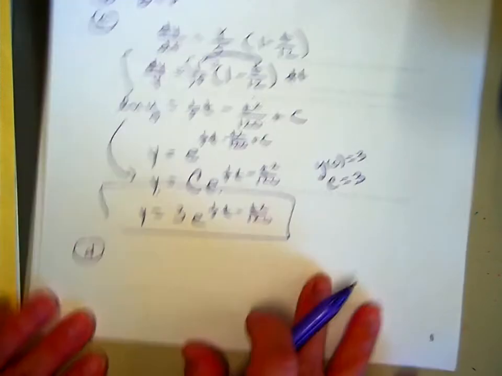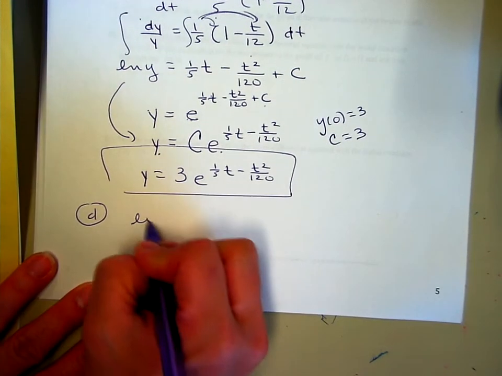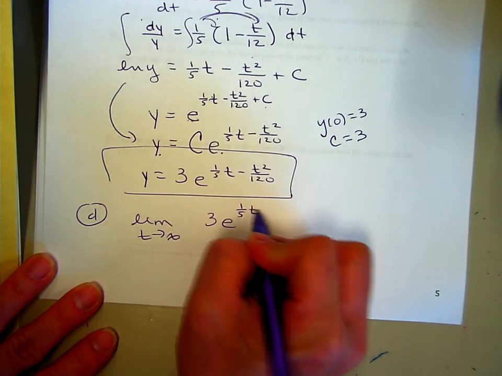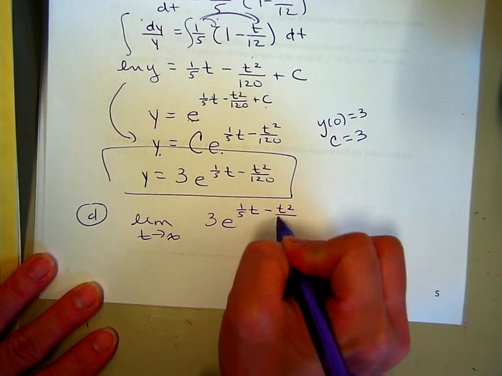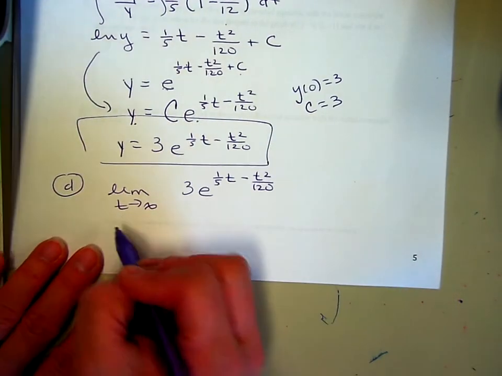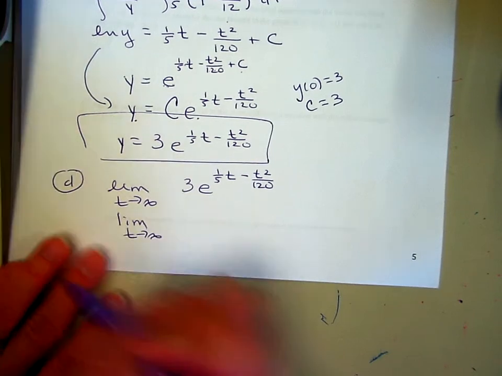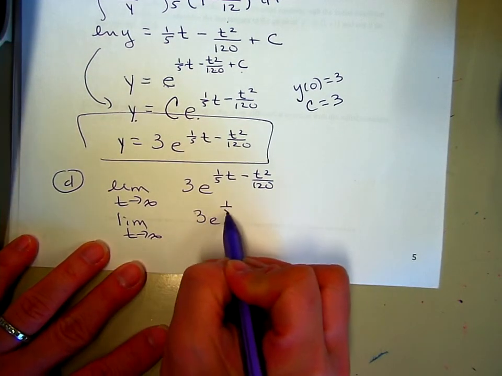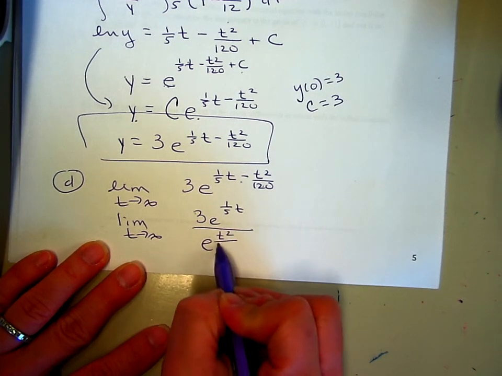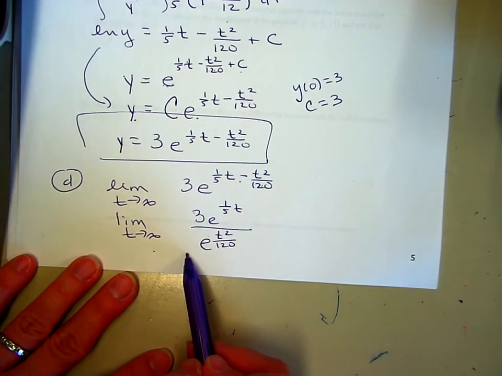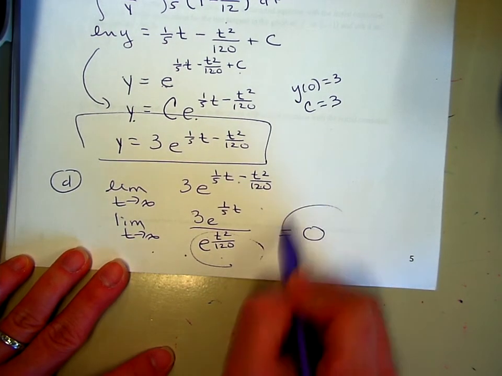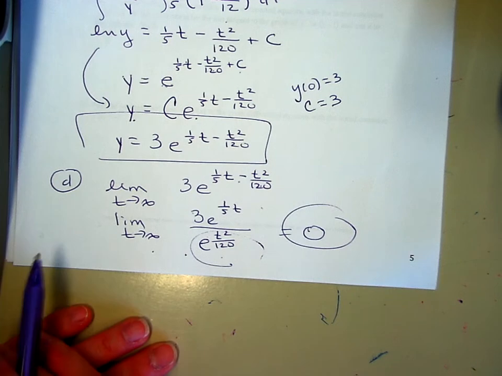Part D, now they want you to find the limit of this function. So let's find the limit as t goes to infinity of 3e to the 1/5 t minus t squared over 120. Okay, this is a non-calculator problem. So what you want to think about doing is, what do we do when we have negative exponents? We always simplify it. So I would rewrite it like this, right? This is a negative exponent piece, so I'm going to go ahead and drop this to the bottom. Okay. If I plug in infinity, this piece becomes infinity. Anything divided by infinity is 0. And there's no work to be shown here. You can go straight to that 0 value.